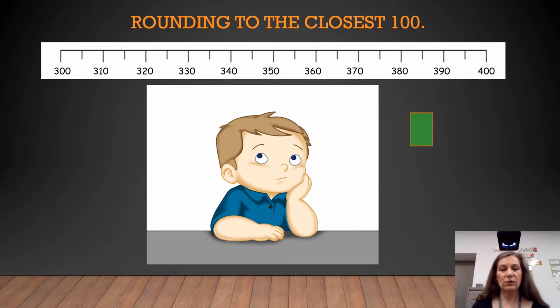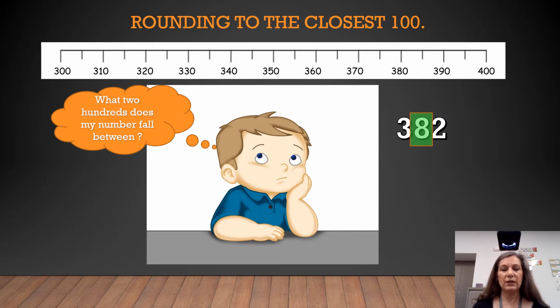So again, we're going to use the same number line, but this time we're going to look at the 300 and the 400. Now the number again we want to round, the 382, is going to be between these two hundreds. So the two hundreds that number falls between are 300 and 400, which are at the very end of each part of that number line.